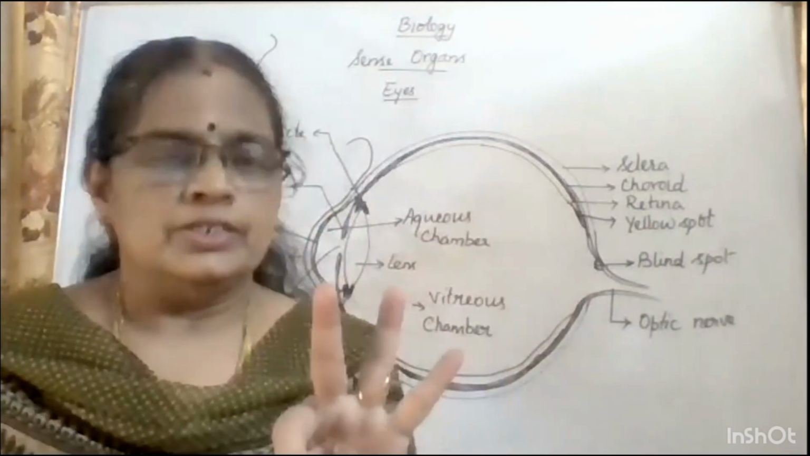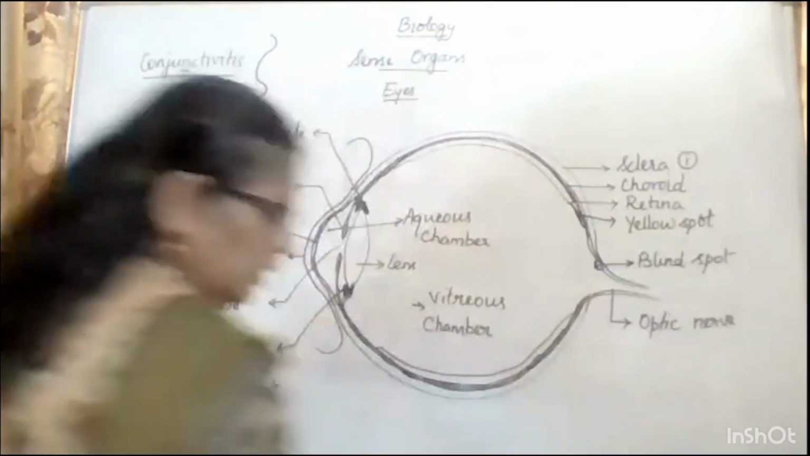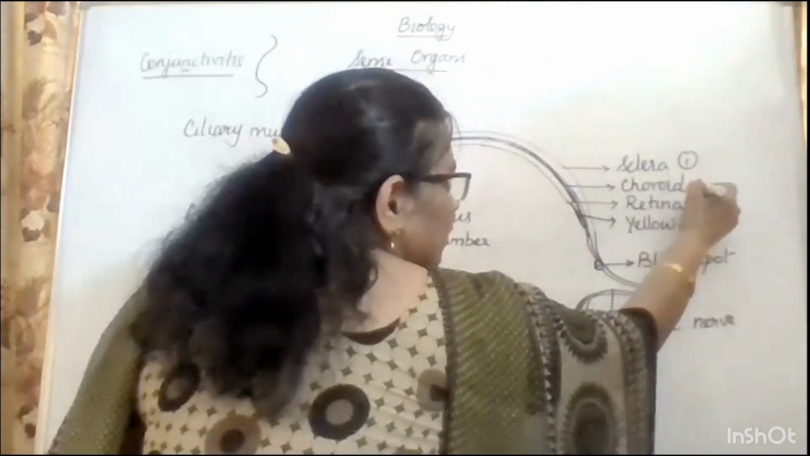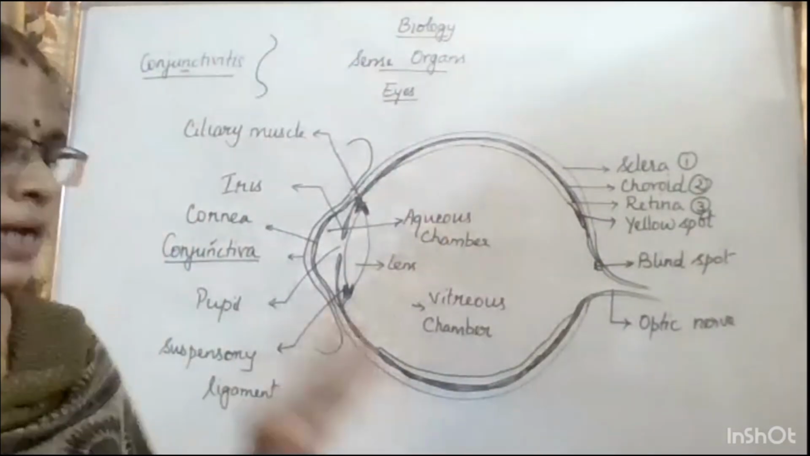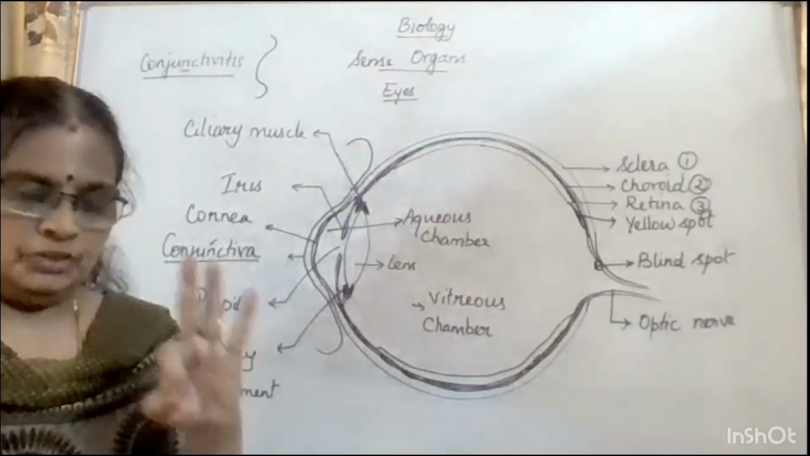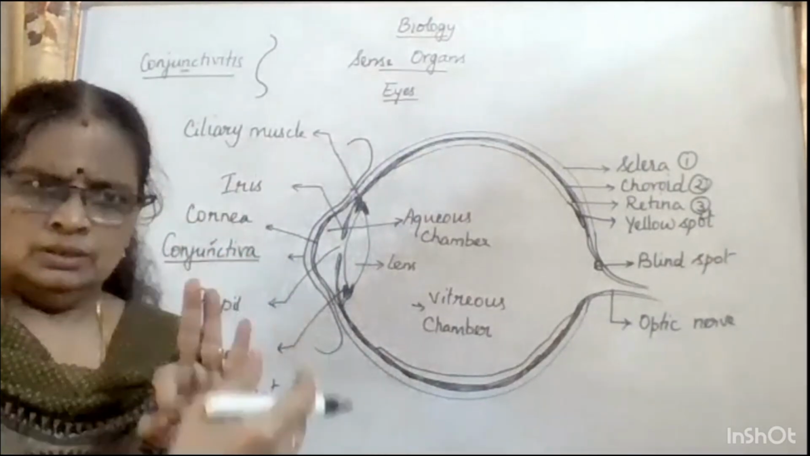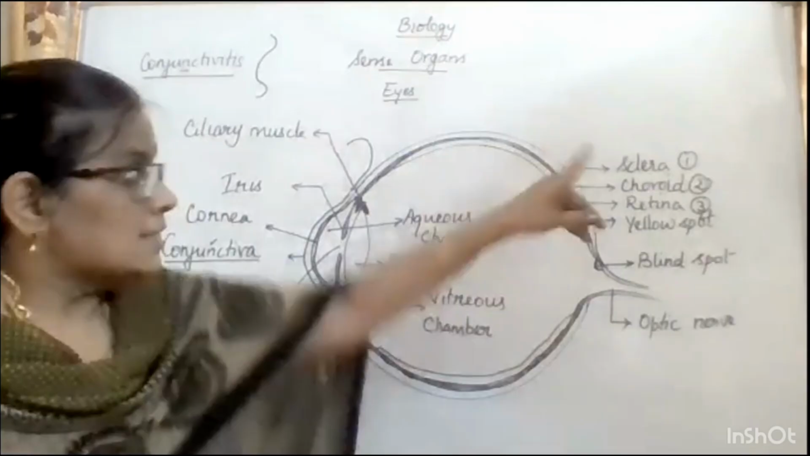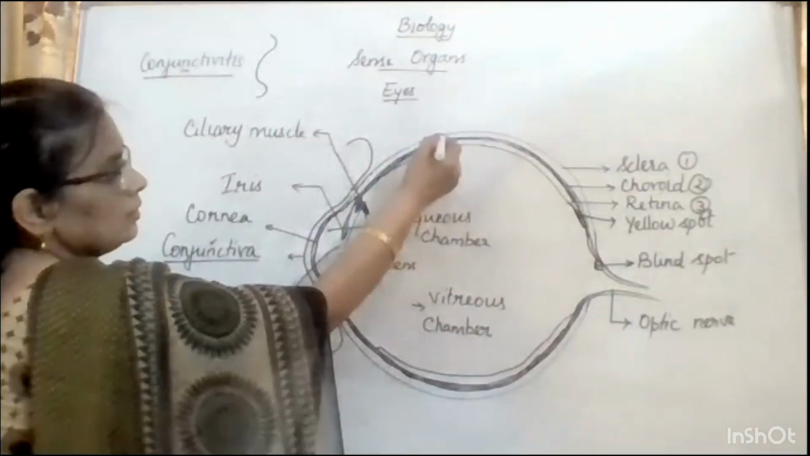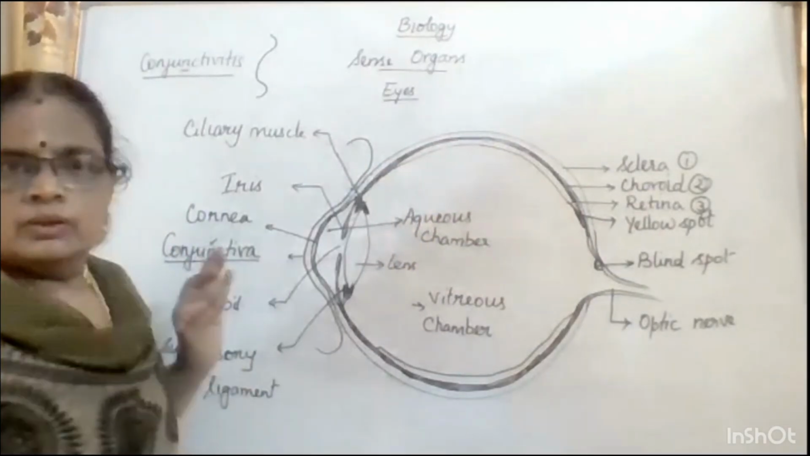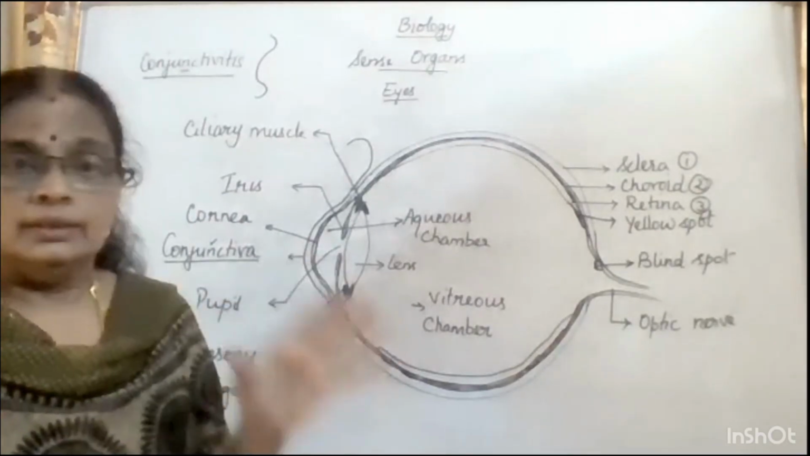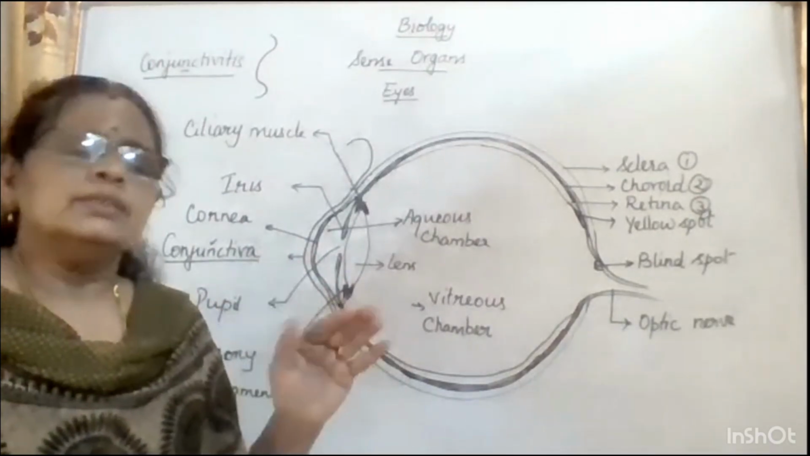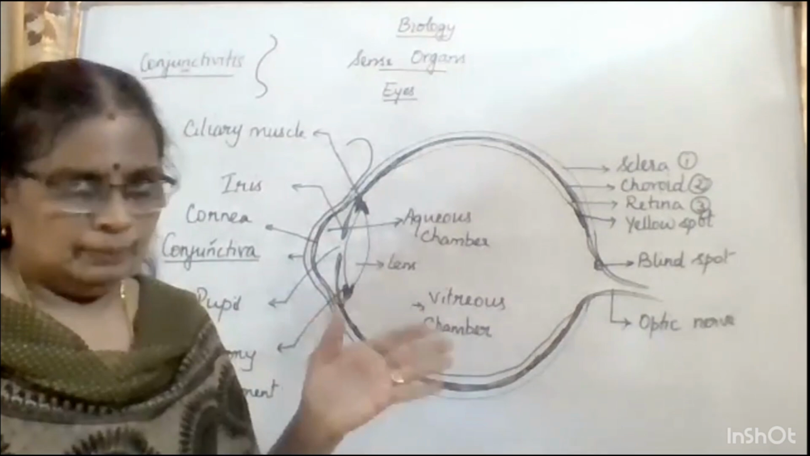There are 3 layers, children. One is sclera, 2 is choroid, and 3 is retina. So the eyeball has 3 major layers. The first one is sclera. So sclera is this layer. It is very tough and hard. To some extent, it determines the shape of the eyeball.